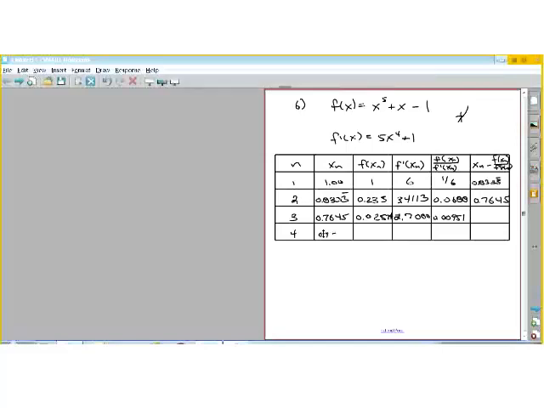And I get 0.7550. Slightly might need an extra column. Okay, so take that, raise that to the 5th power, plus that number, minus 1. And so f of x is 0. Actually, we'll do it in scientific notation. So it's 3.07 times 10 to the minus 4.